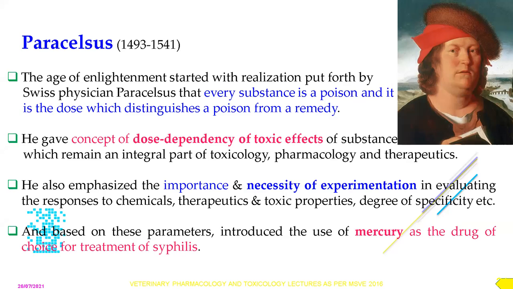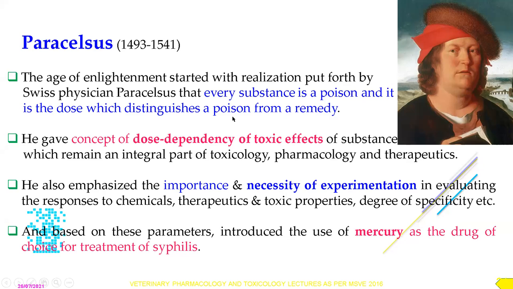Syphilis was a venereal disease at that time which affected many persons, and they used to die. Then he started treating the disease with a small quantity of mercury as the drug of choice. The patients used to recover, but many times they died if the dose was much higher. That is why I said that dose differentiates a poison from a remedy, because he treated many persons with syphilis using small and larger doses of mercury. A small dose used to cure syphilis, whereas a larger dose of the same used to kill people.